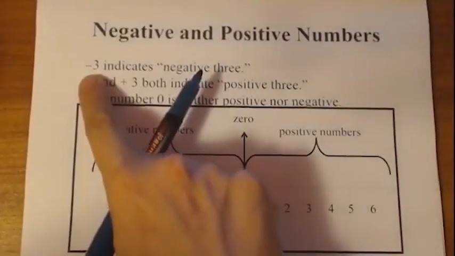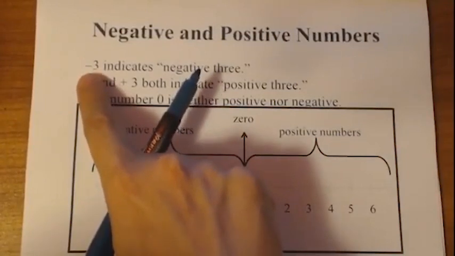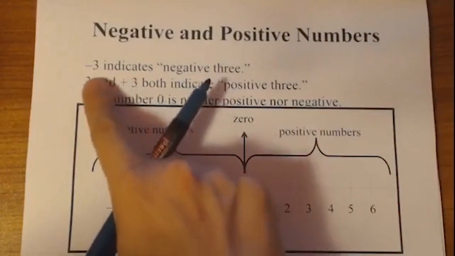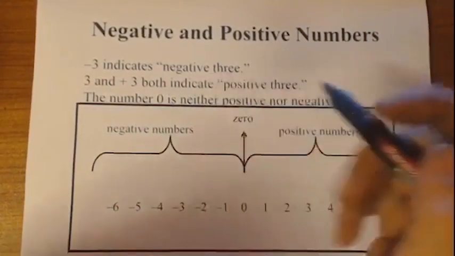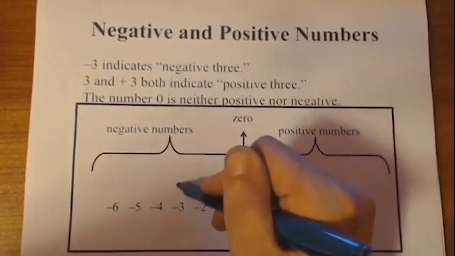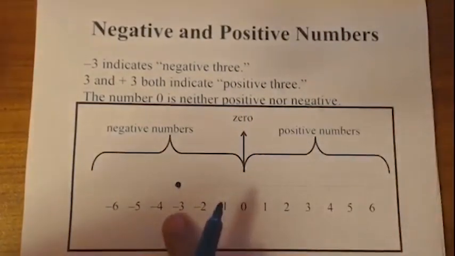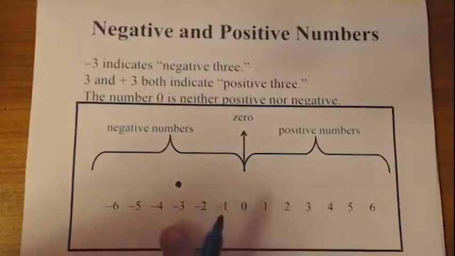So if we have this minus sign, this negative sign before a number, negative 3 is what this means. A minus 3 means negative 3. And on a number line, negative 3 is right there to the left of 0 because it's a negative number, 1, 2, 3 units.